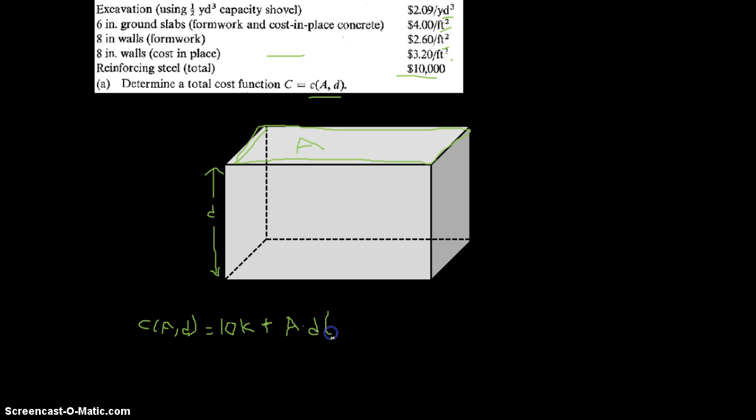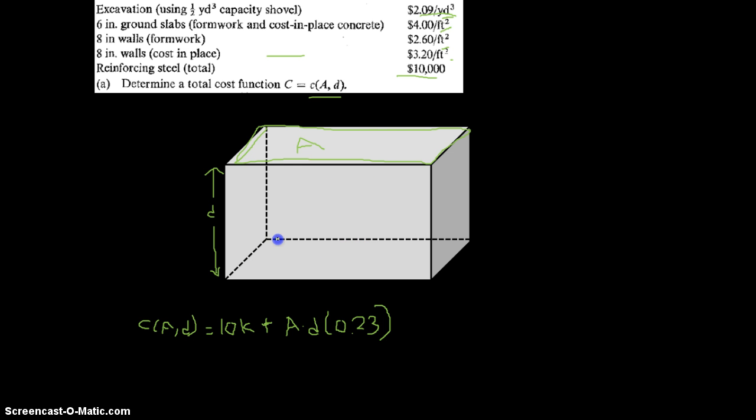Now we have to multiply by how much it's going to cost to excavate this thing. If you notice here, the excavation cost is per cubic yard, but we're working in feet. As we change that to cubic feet, we're going to have 23 cents per cubic foot. And that's what's going to cost us to excavate this tank.